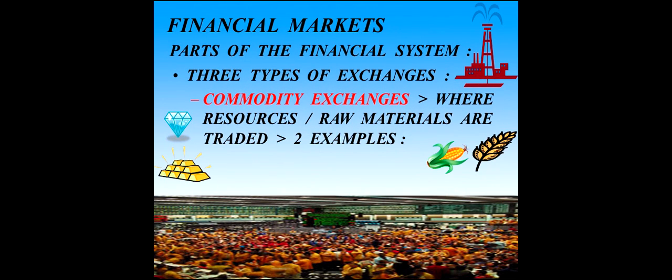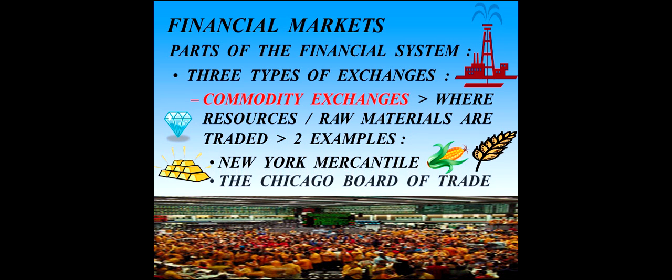A second type of exchange is called a commodity exchange, and this is where resources and raw materials are traded. Everything from oil to agricultural products, to gold and precious stones, you name it, any type of commodity or raw material or resources traded here. And these types of exchanges also come in physical form and virtual form. For example, there's the New York Mercantile Exchange, and the picture that you see at the bottom of the screen here is an example of a physical version of a commodity exchange. It's actually the Chicago Board of Trade.